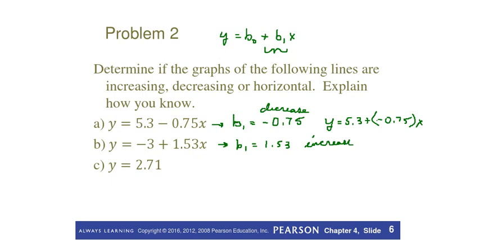Well, in this case, where's B0? We don't see it, right? If we don't see it, you can always think, well, if there's no B1 term, then we treat it as a 0. So y in this case is 2.71 plus 0x, right? There's no x right here, so since it's 0 x's, we say that, well, that means that B1 is equal to 0, and therefore this last one must have a horizontal slope.